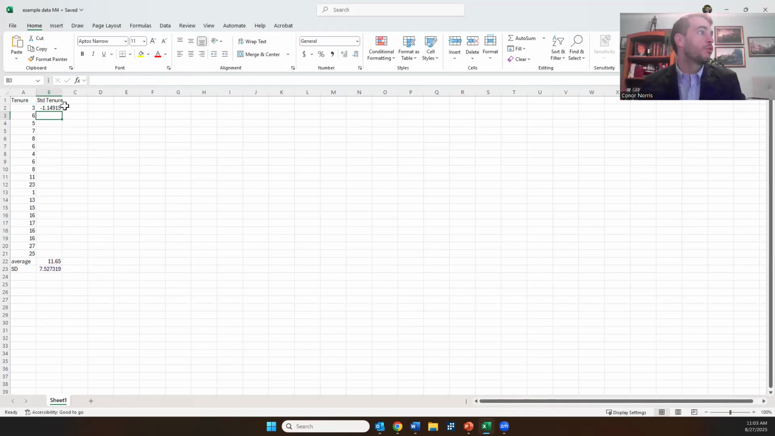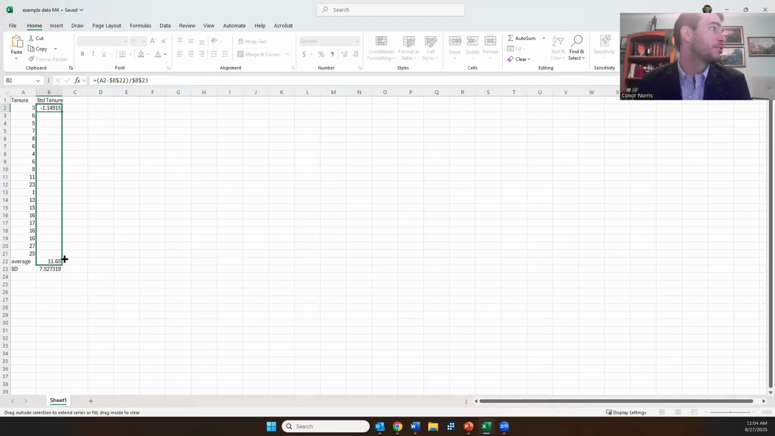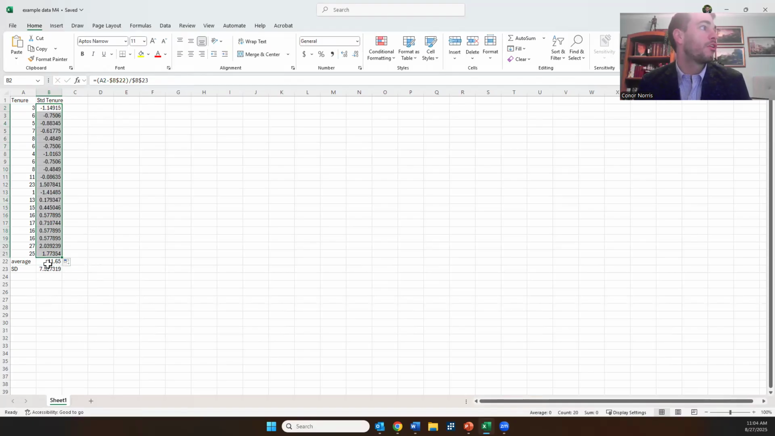So here we have the z-score for the observation of 3 is negative 1.15. So it is below the mean, so it's negative, and it's greater than 1 standard deviation away from the mean. So 3 is more than 7 from the mean of 11.65. Now if we add the dollar signs where appropriate to keep the mean and the standard deviation locked, we can pull this down and calculate the z-scores for all the observations.